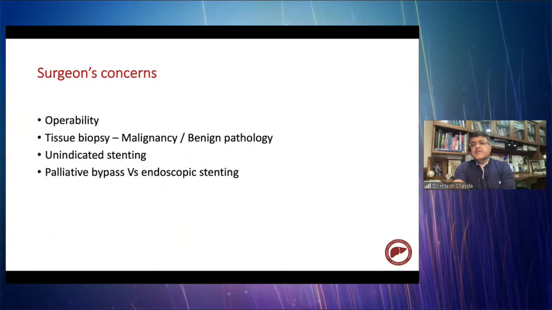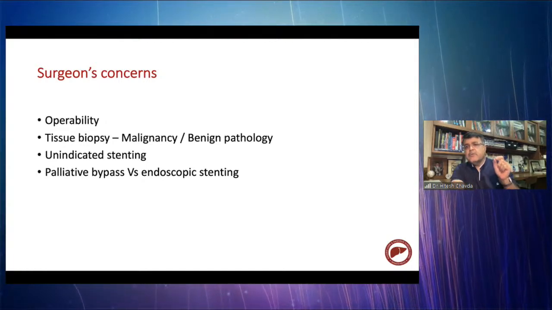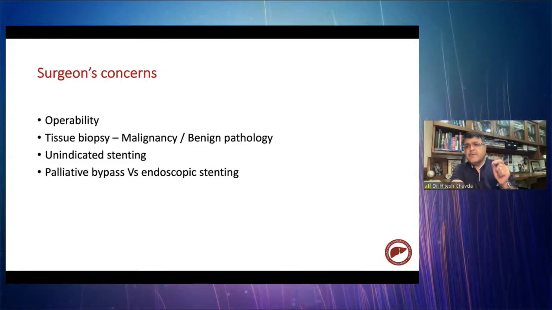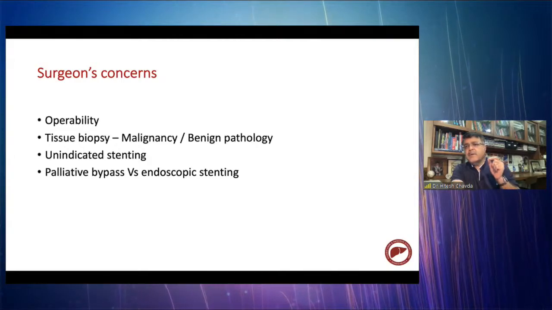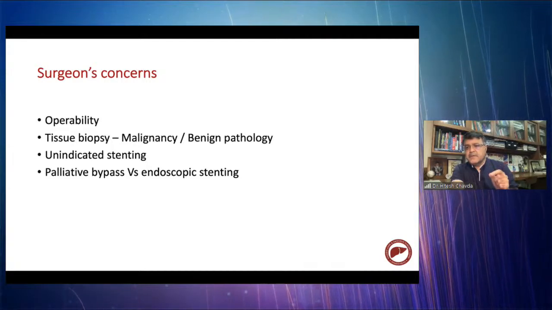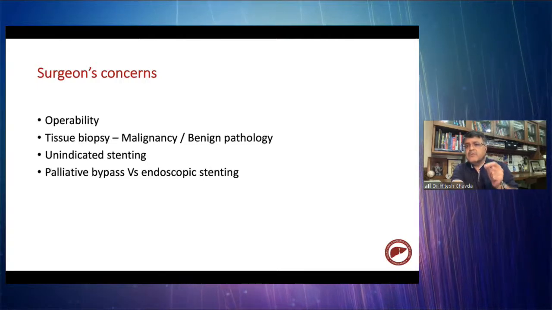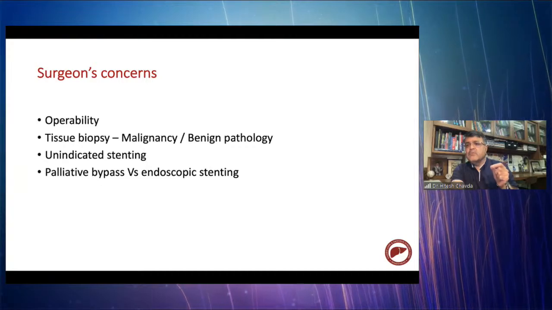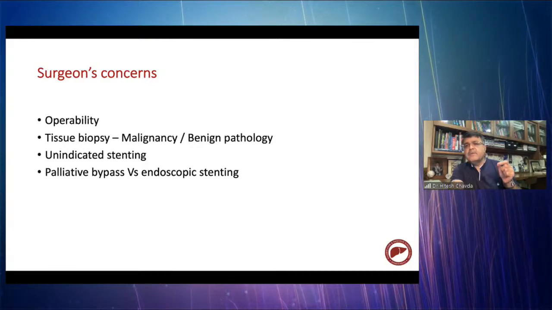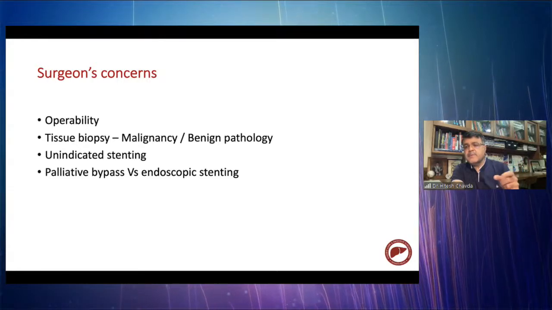So the surgeon's concern is operability. A good preoperative imaging, the extent of the tumor, and the vascular involvement are very, very crucial. The second thing is we must exclude benign pathology, because the patient is undergoing a major resection and we don't want to land up with a benign condition at the end, because there is going to be some mortality in patients who undergo Whipple surgery. The third thing is unindicated stenting, because if the ultrasound report shows some doubtful stones, the patient will undergo straight away ERCP and stenting.